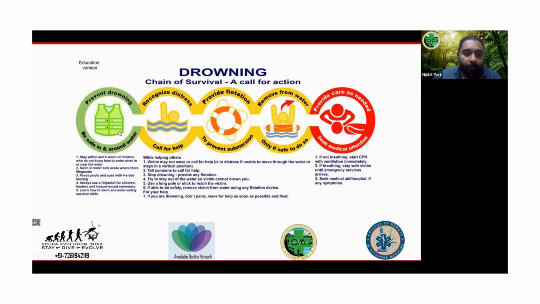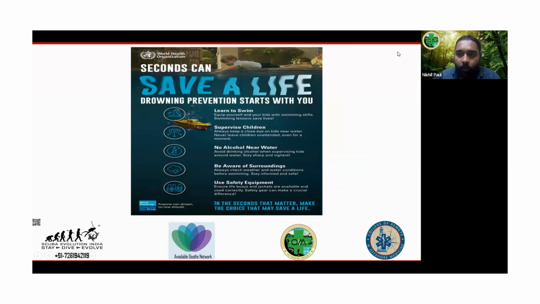Drowning has been a big problem, especially in the childhood population. So WHO observes July 25 as World Drowning Prevention Day also. There are a few guidelines put out by them, a few strategies to reduce drowning: learning to swim, supervise children, no alcohol near water, be aware of surroundings. You have to be really careful about getting into water. Unless you know about the water, you shouldn't get in. There might be an undercurrent, you might slip and fall, and all those things. And use safety equipment, which includes buoys and jackets.